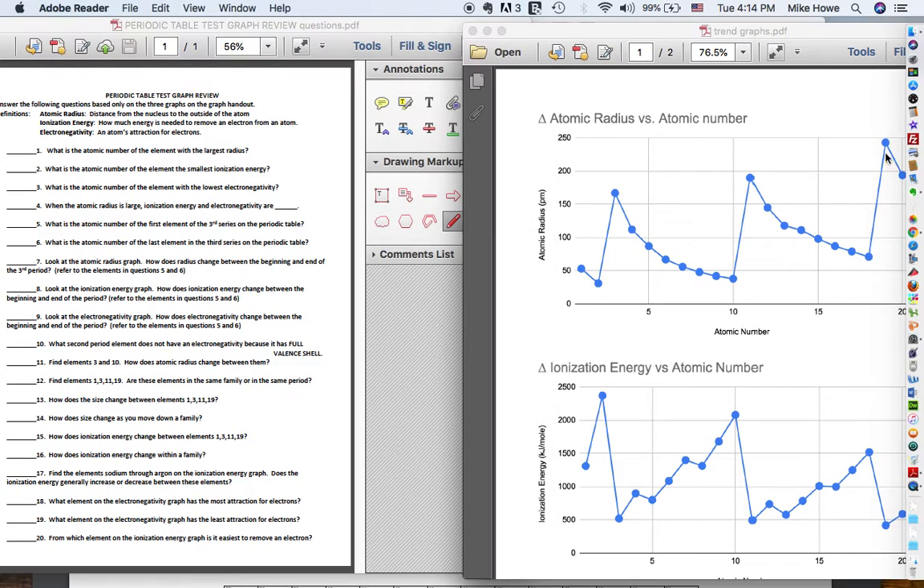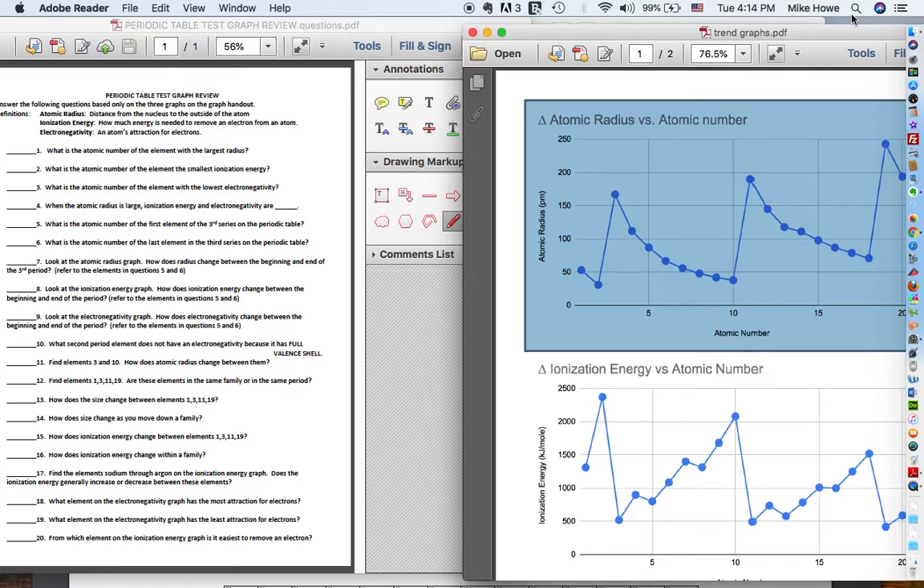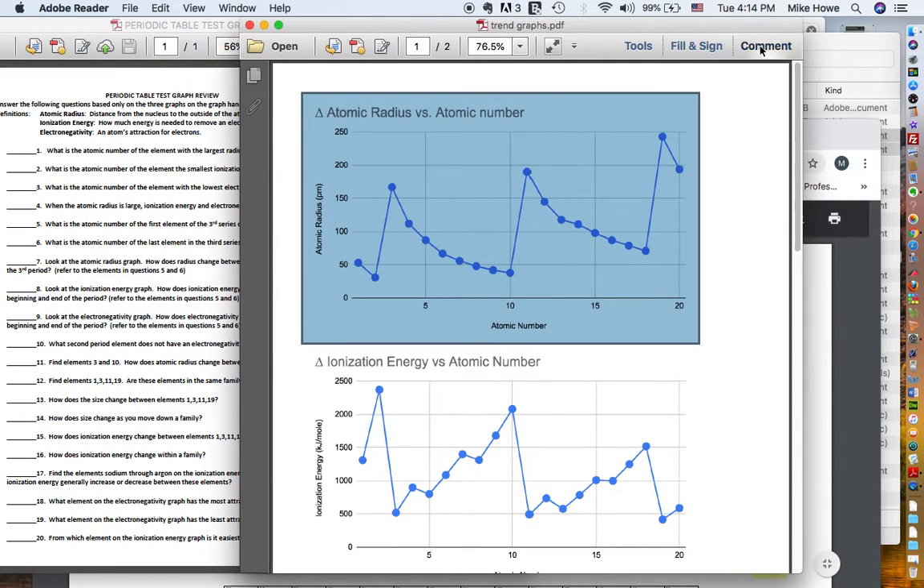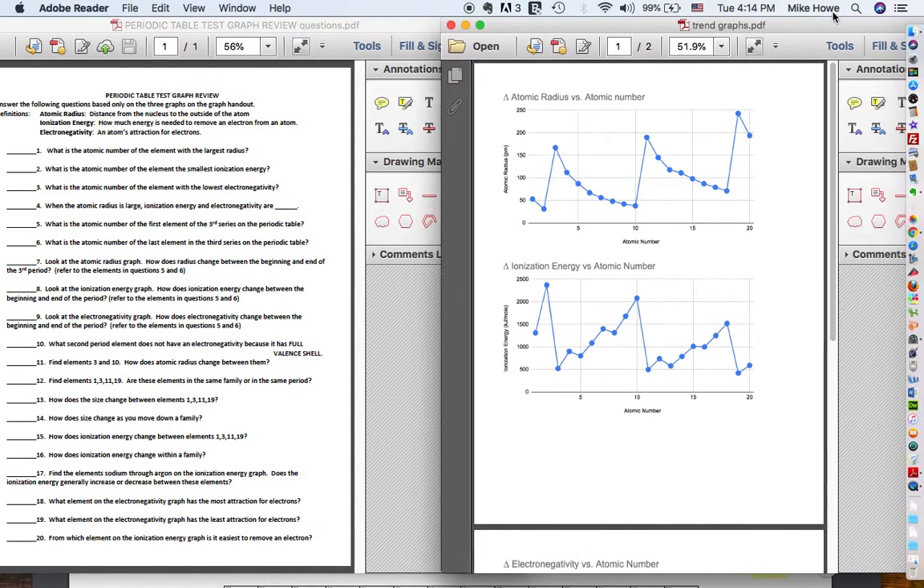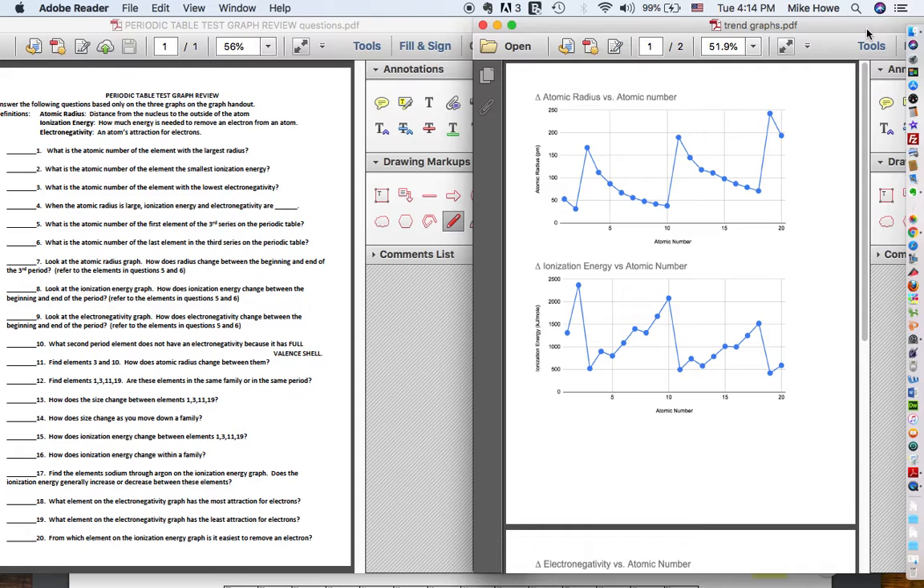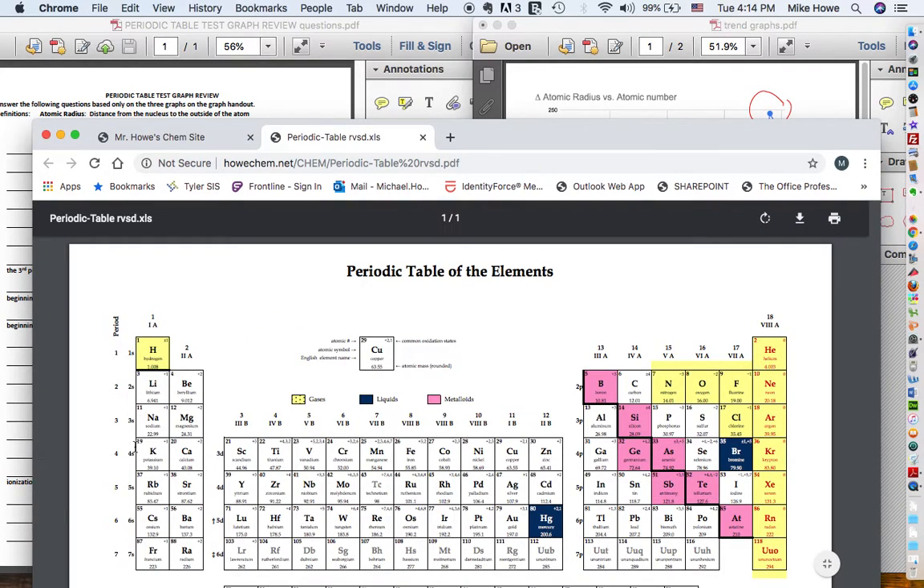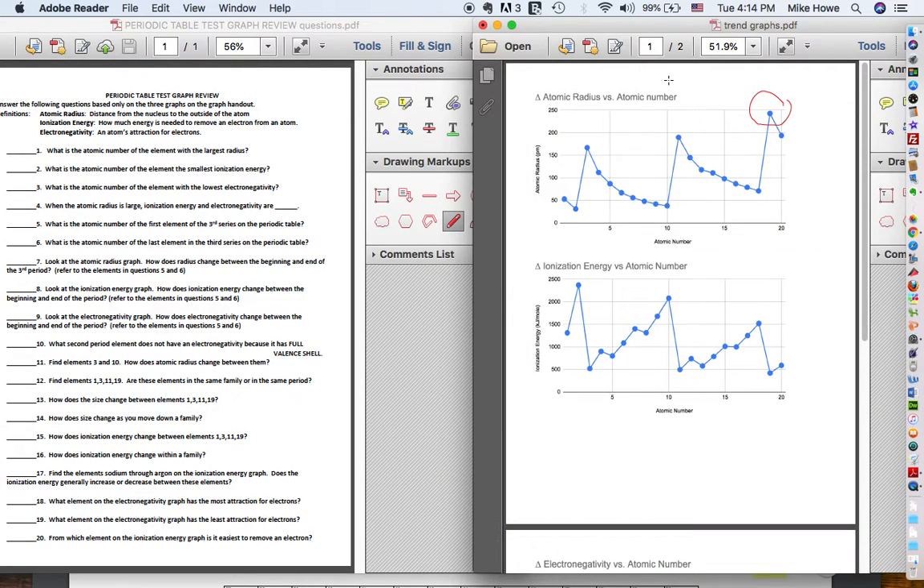If you look right here, you can see that this guy here, oops. If I'm going to write on this, I've got to change that to comments and do this. So the element with the largest radius is this one up here, and that is potassium. Okay, the atomic number of this, we know this is 20. This is 19. I'm trying to do this with 3 screens. So element number 19 that I circled, if you look right here, is potassium. So that's element 19. All right, so that is element 19.